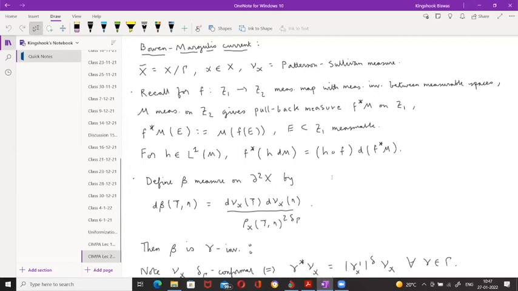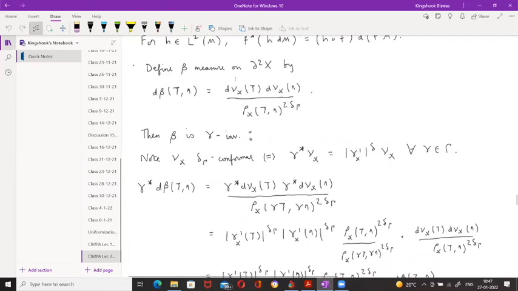Now, let's define a geodesic current, a measure on ∂²X, as follows, beta. So d beta of xi eta is the product measure of Patterson-Sullivan d nu x of xi with Patterson-Sullivan d nu x of eta, but I divide by the visual metric rho x of xi eta to the power 2 delta gamma. All right. So the claim is that this measure is actually gamma invariant. In other words, therefore, it is a geodesic current.